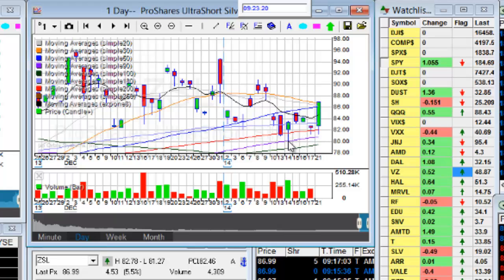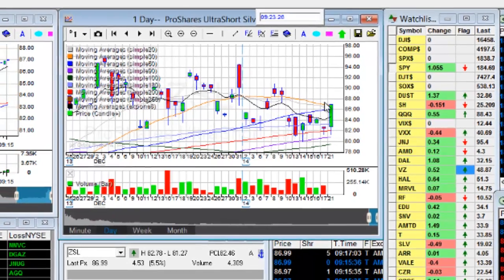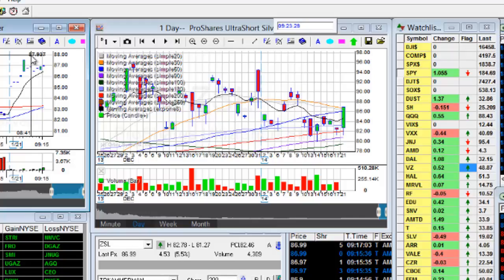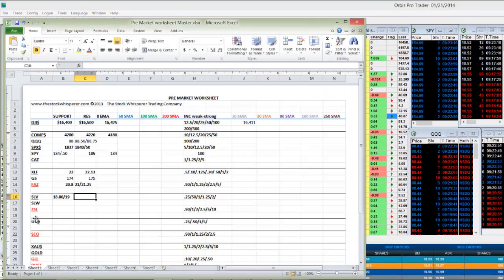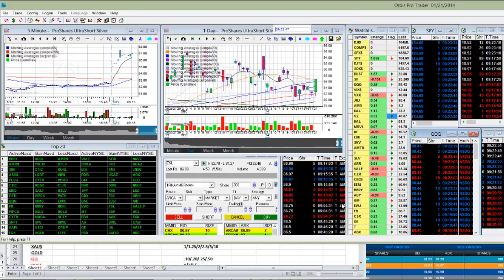Look at this, went right down to the 90 moving average and bounced right off of it. So it does trade really well, and I'd be watching the 88 resistance. So use it as a guide. There are much better ETFs that you can use. All right, 88. Okay, so that's just a little glimpse into how to fill out my morning worksheet.